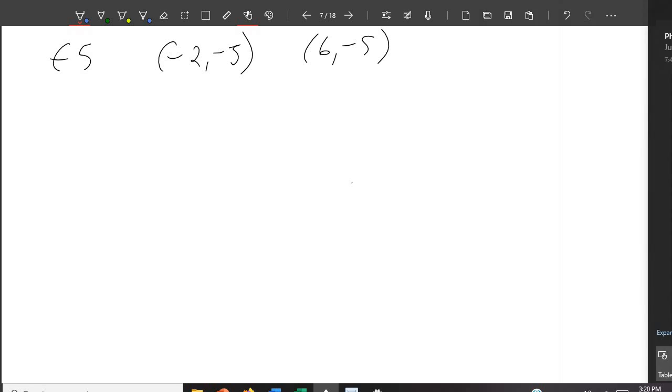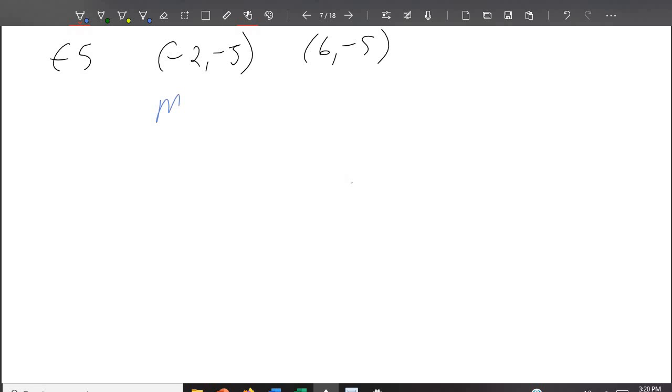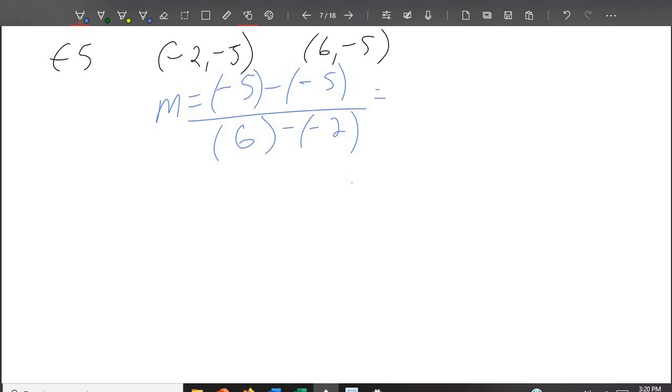Let's do another one. Again, we're going to find the slope. First, the second y is negative 5. The first y is negative 5. The x's are 6 and negative 2. Now, what's going to happen in the top is I get a 0. In the bottom, I get positive 8, but it doesn't matter. I end up with a 0 slope.